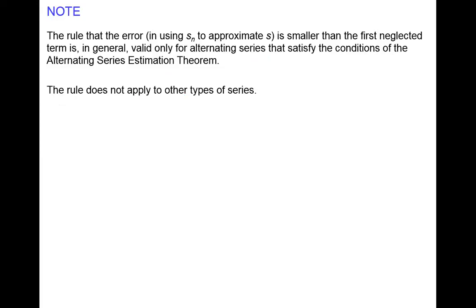Okay. I do have a quick note for this estimation theorem. The rule that the error in this approximation is smaller than the first neglected term is not general. It's valid only for alternating series that satisfy the conditions of the alternating series estimation theorem. The rule does not apply for any other types of series. That means, please note, we can only apply this theorem for alternating series.